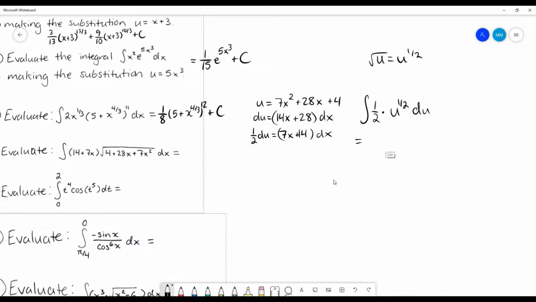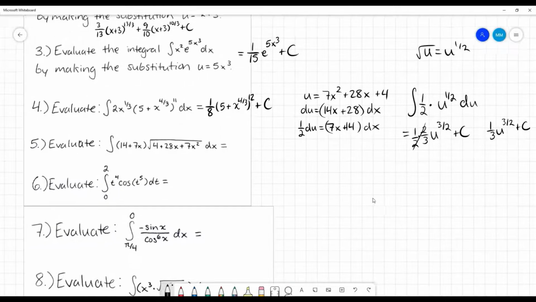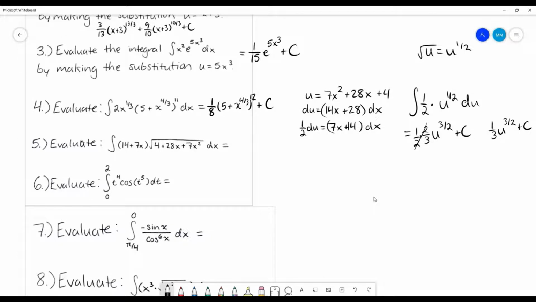So now I'm going to add 1, divide by that, and of course we still have that coefficient in front. Those twos cancel, so it becomes 1/3 u to the 3/2 plus c. Again, go ahead and plug in that u value. This time it is pretty long, but that is okay.